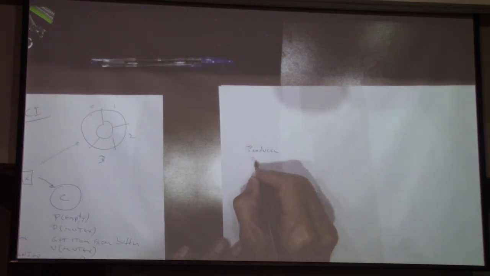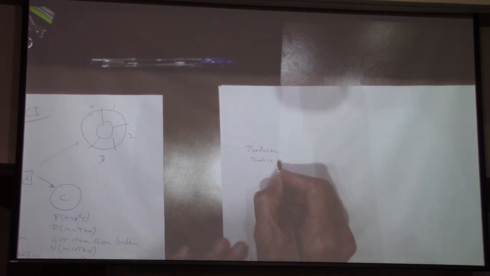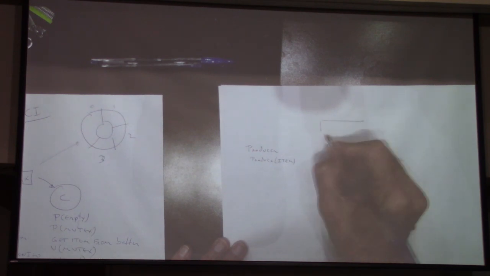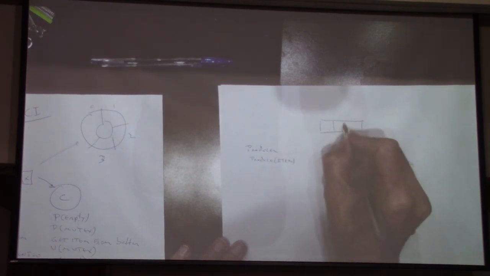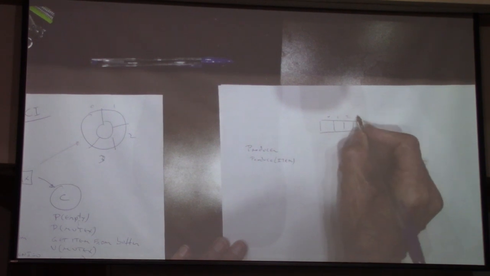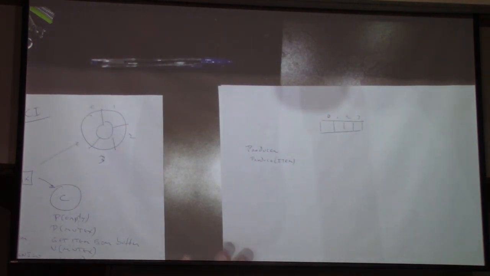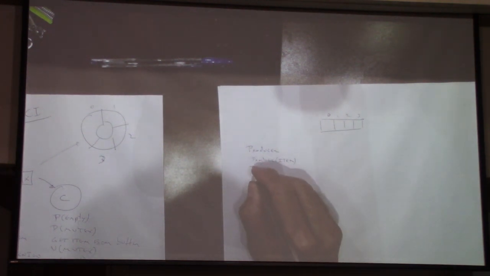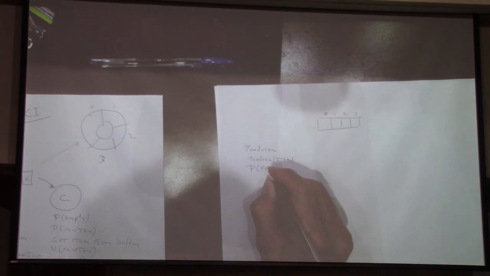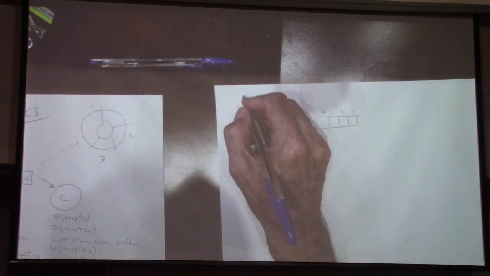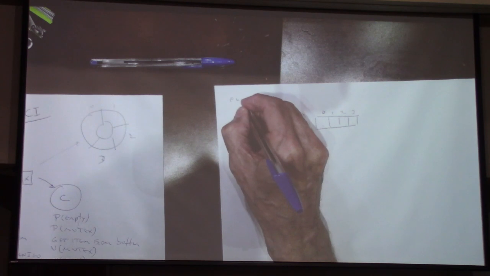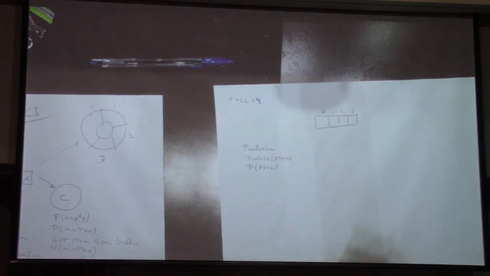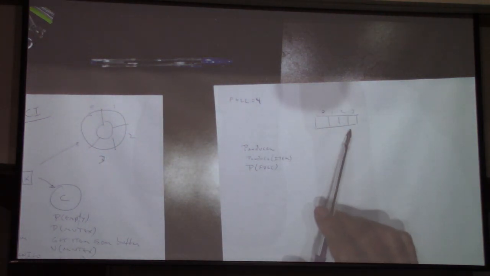We say produce an item. We have a buffer. So the first thing we need to do is to use a semaphore called P of full, which means that the full semaphore is initially the buffer size, we're going to declare buffer size, which is 4.